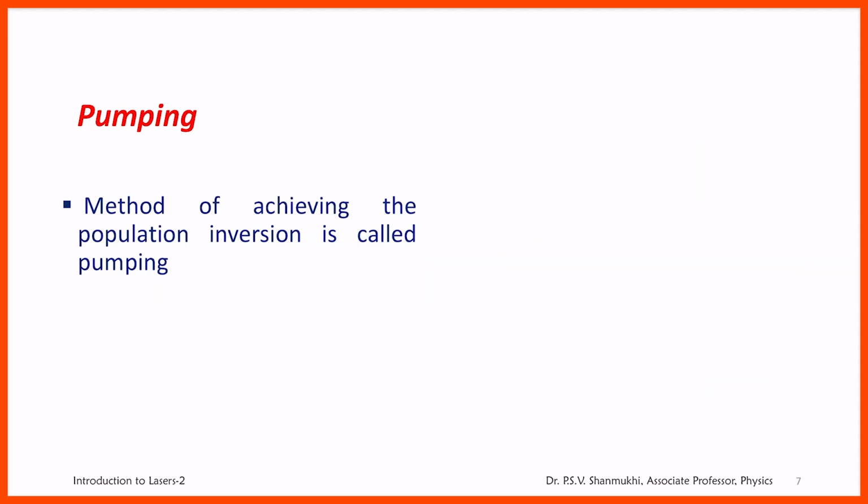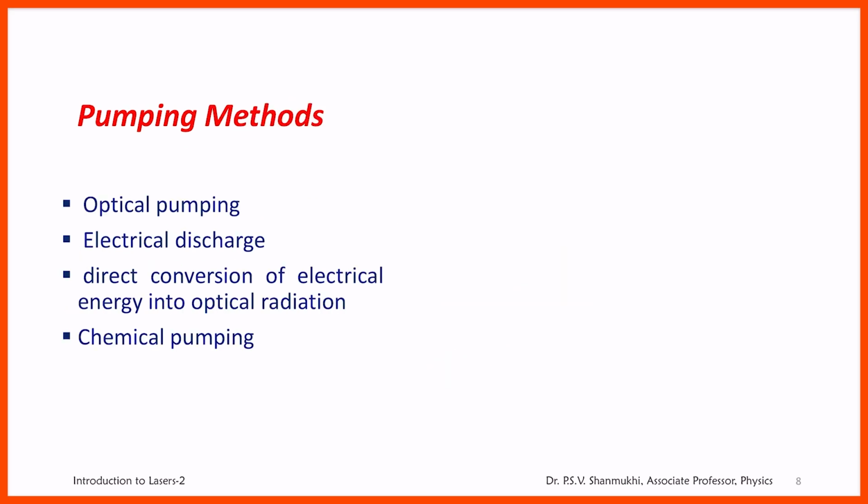That method is called the pumping method, the method of achieving population inversion. Here N2 is greater than N1, and we can make it possible by adopting some techniques. The method of achieving the population inversion is called the pumping method. Now, what are the different pumping methods we have? Those pumping methods are optical pumping, electrical discharge, direct conversion of electrical energy into optical radiation, and chemical pumping. So, we have these different pumping methods.